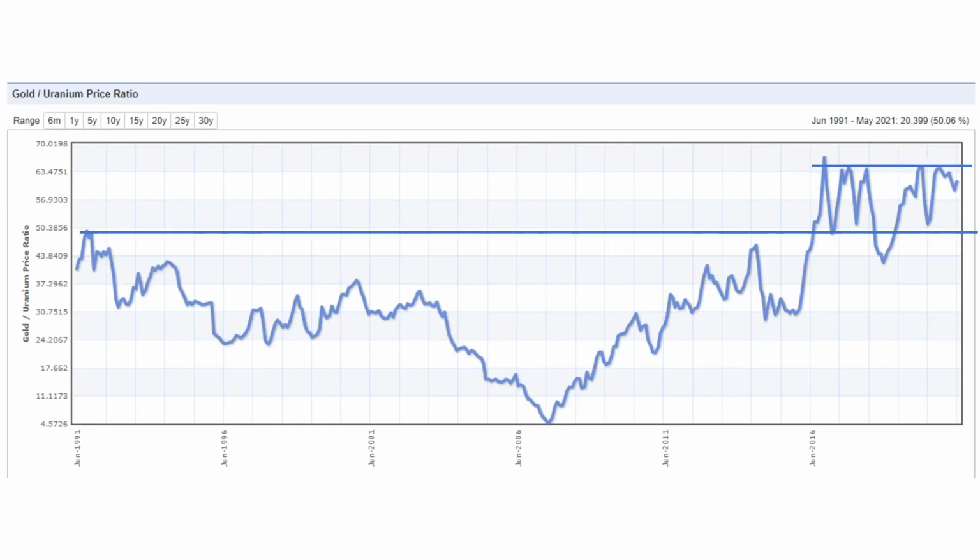Here is the gold to uranium price ratio. Again, this is the gold to uranium price ratio. So we are at around 57-ish, 58 pounds of uranium to 1 ounce of gold. That means that we are at a historical anomaly in terms of how cheap uranium is in relationship to gold.